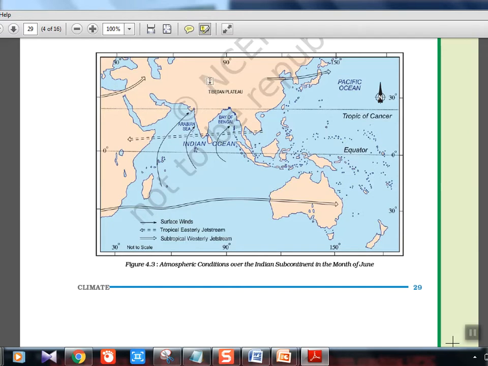So that light air will rise and come outside. It will come outside and then come near this Madagascar region. This is Madagascar island in Africa. It will come here and settle down here. It will come down. This place is also called the Mascarene High.